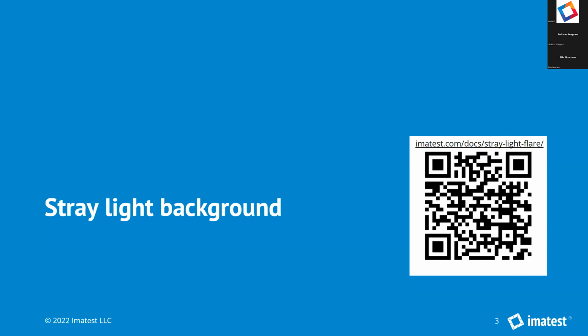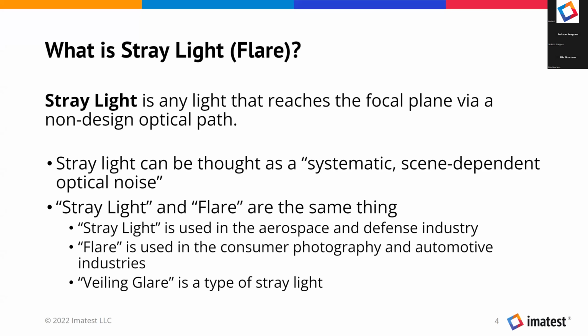So start out with some background. First of all, what is stray light? The definition is any light that reaches your focal plane or your image sensor via a non-designed optical path. And that's the definition from some of the upcoming standards, such as IEEE P2020, which we'll get into a little bit more detail later. You can think of stray light as systematic scene-dependent optical noise, in that it can change or will change depending on where the source of light is relative to your camera.